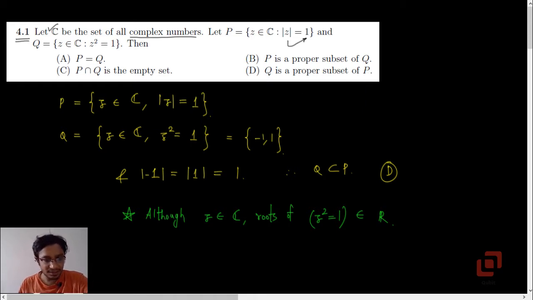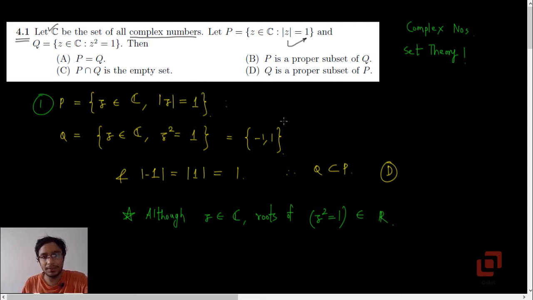So within this example, they have mixed two topics. The first topic is the complex numbers, and the second topic is the set theory, because you can see the words like proper subset, empty set, intersection of two sets, and so on. Now let's analyze the two sets that are given to us. The first one is P. It is the set of all those complex numbers whose modulus is equal to 1.